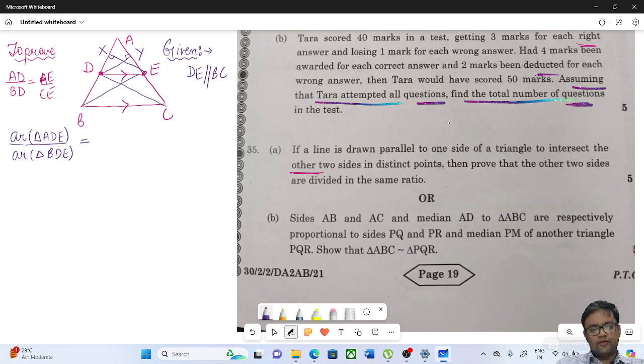what is the area of the triangle ADE? Half into AD into the perpendicular falling on AD, upon, what is the area of triangle BDE? Half into base into height, or height into base. Even for this triangle, children, BDE, which I am shading here right now, the perpendicular will remain the same, right?